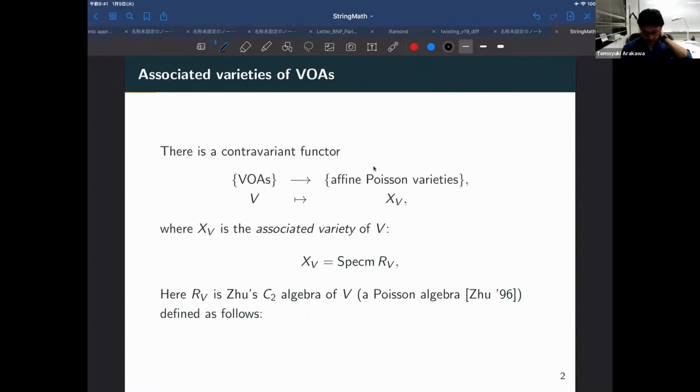And this is a finitely generated Poisson algebra. So the resulting variety is a finite dimensional variety. And this C2 algebra is defined as follows.